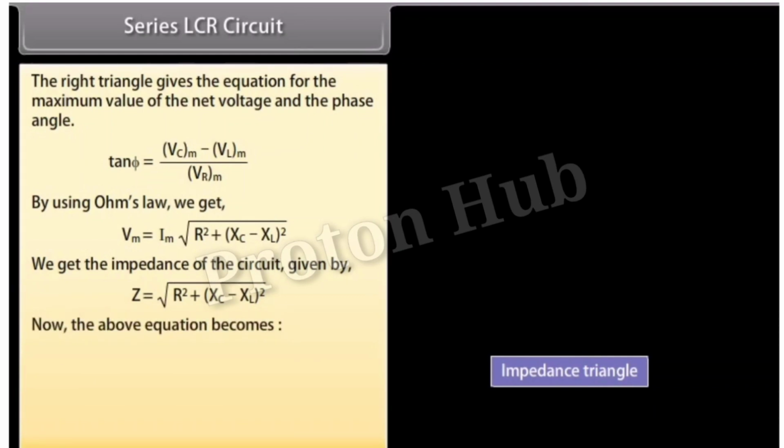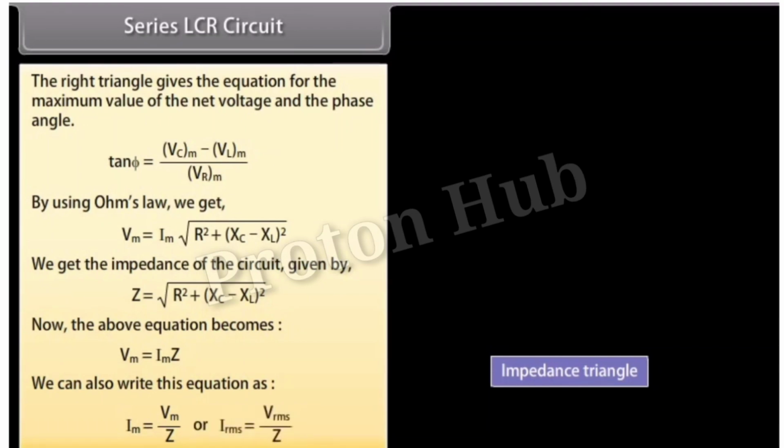Now, the above equation becomes Vm is equal to the product of Im and Z. We can also write this equation as Im is equal to Vm upon Z, or IRMS is equal to VRMS upon Z.